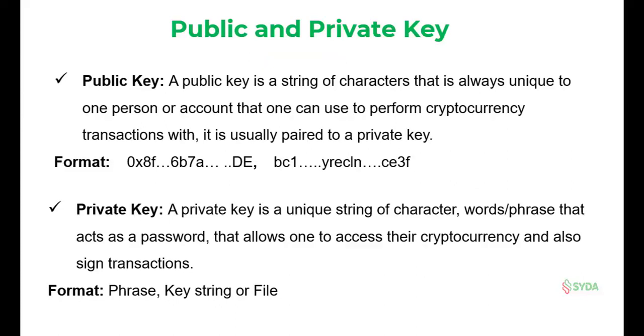What is a public key? A public key is a string of characters that is usually unique to one person or account that one can use to perform cryptocurrency transactions with. It is usually paired with a private key, which we are coming to look at. Now, you often get asked, give me your account number, in case someone wants to send you money in the fiat space.